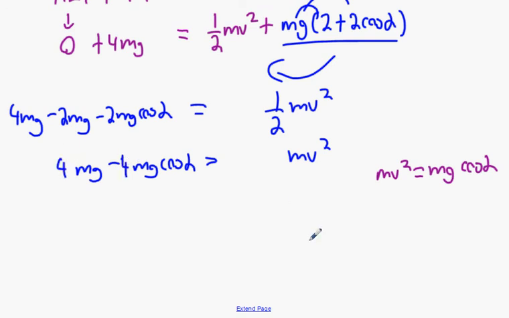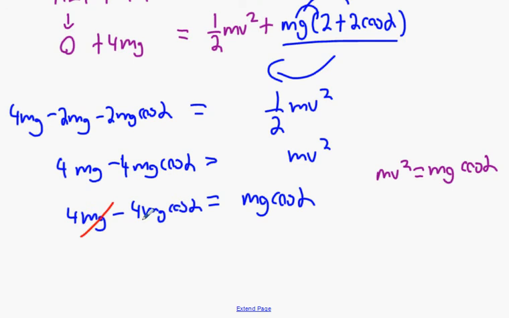And then I can now replace mv squared with mg cos alpha. That's a lot of mg's, isn't it? So 1, 2, 3, 4 equals, bring over the 4 to the other side. It'll equal 5 cos alpha. So cos alpha equals, I got 2 over 3. What is with that?